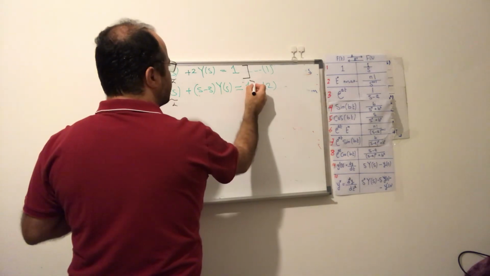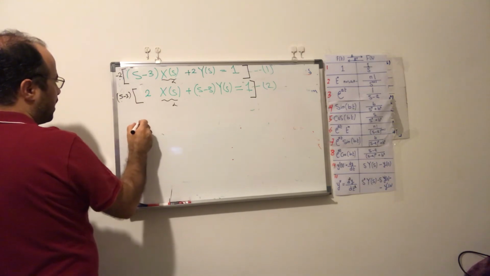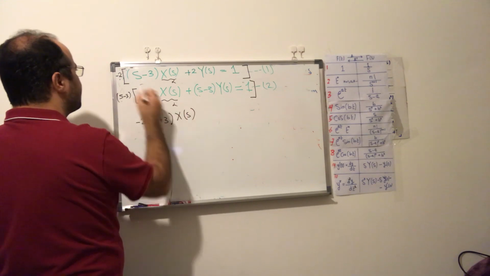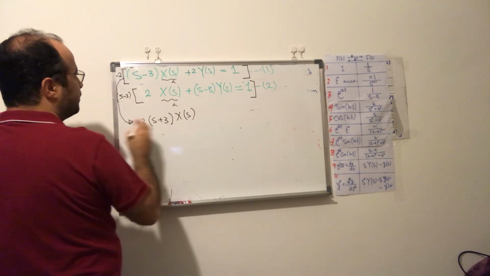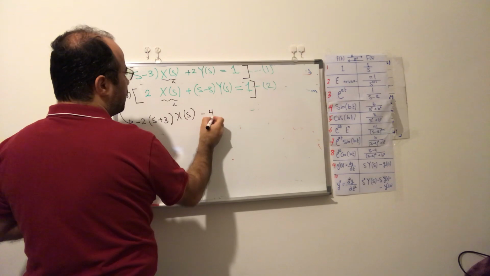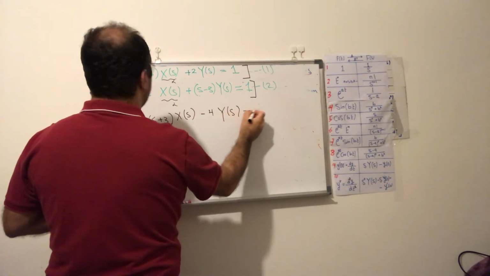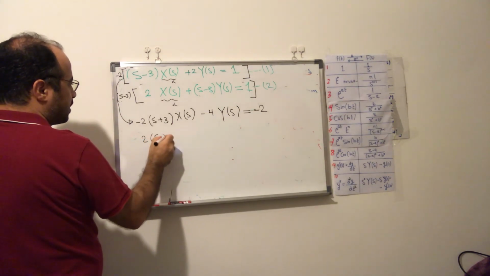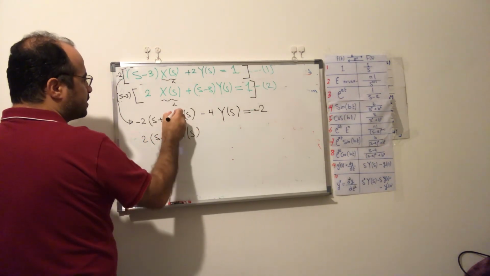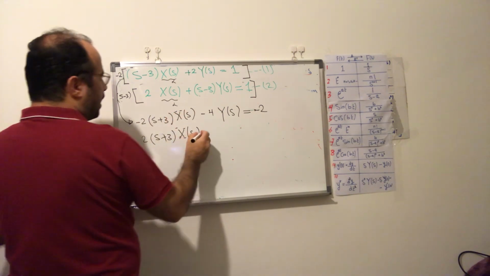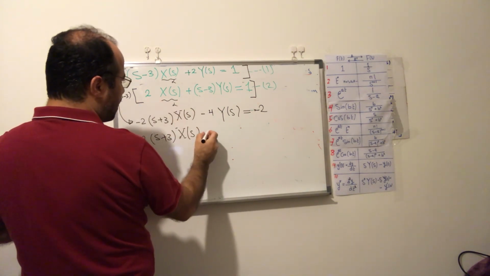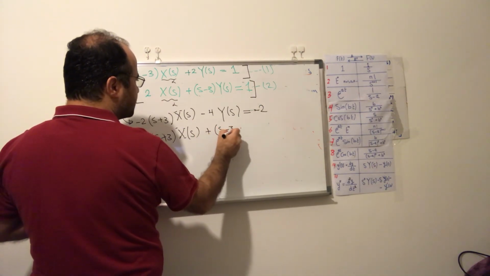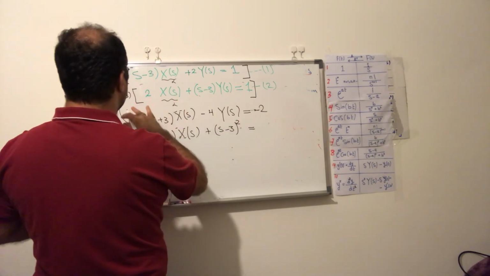S minus 3. Then what I'm going to have here is minus 2 s plus 3 times X of s. This is the first equation here. And then minus 4 Y big of s equal to minus 2. And the second one is 2 s plus 3 times X of s. This is a big X, right? And then here you're going to have s minus 3 squared Y of s equal to s minus 3.